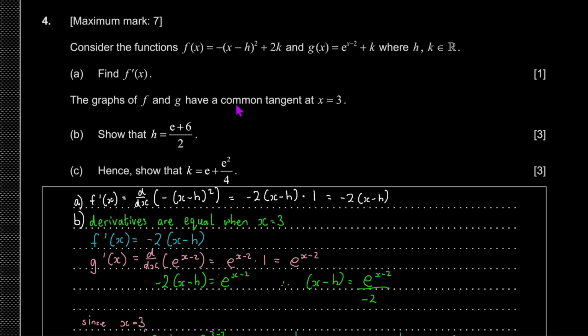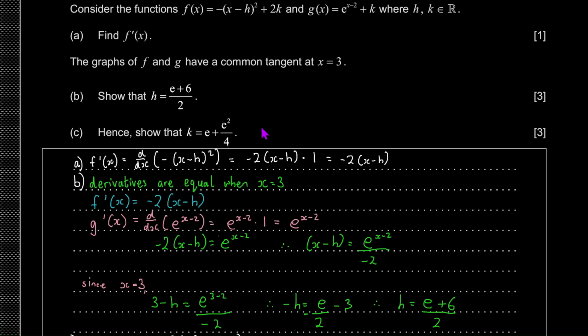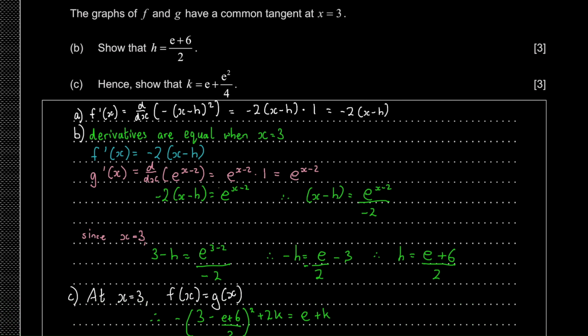The graphs of f and g have a common tangent at x equals 3. Show that h equals (e plus 6) over 2. If you have a common tangent, then that basically means that your derivative is equal. So when x equals 3, if your tangents are common, that means you have the same derivative. Since we've already found the derivative of the function f of x, which is minus 2 times (x minus h), we can put that as our derivative of f of x.